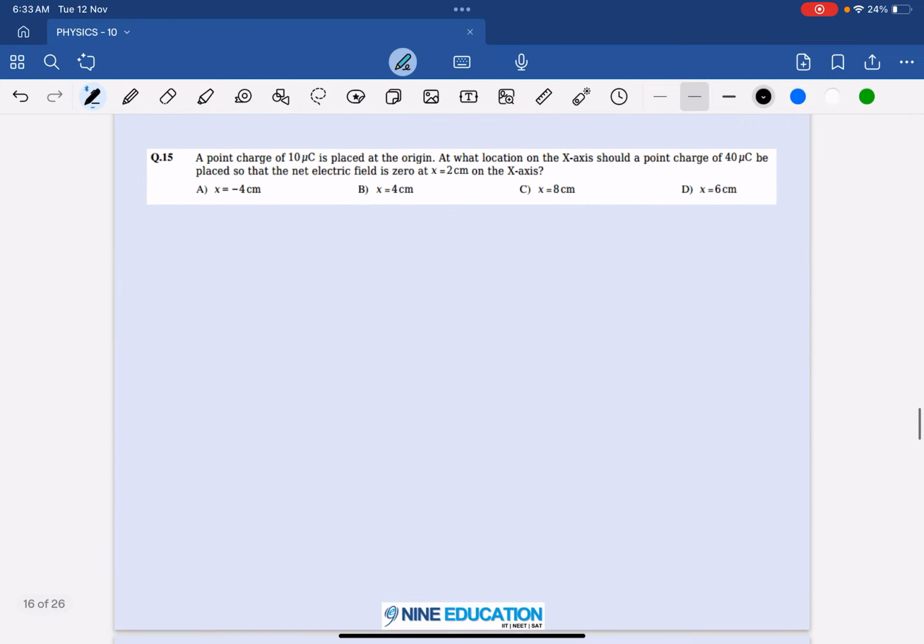All right. Next one, a point charge of 10 microcoulomb is placed at the origin. At what location on the x-axis should a point charge of 40 microcoulomb be placed so that the net electric field is 0 at x equals 2?